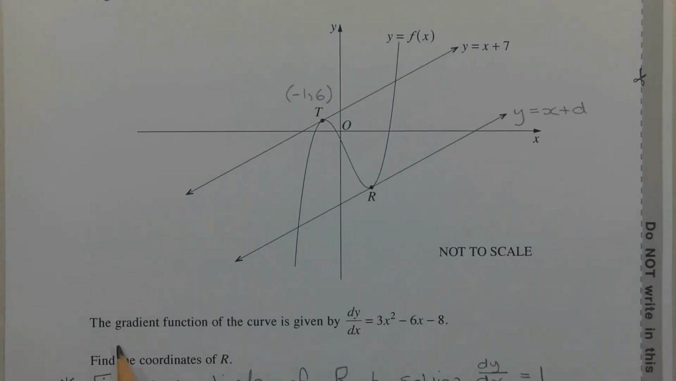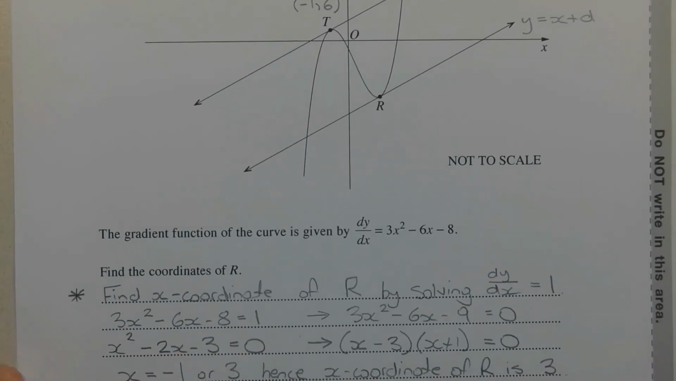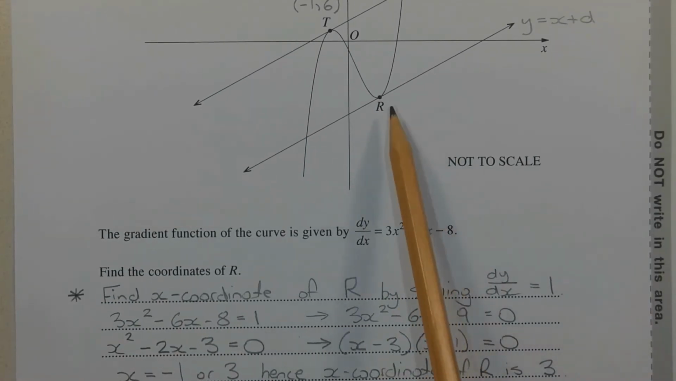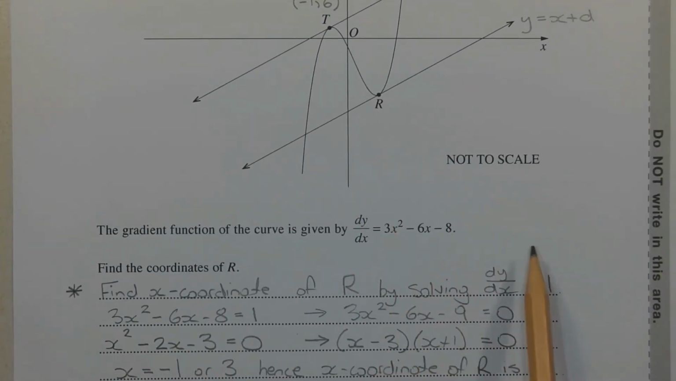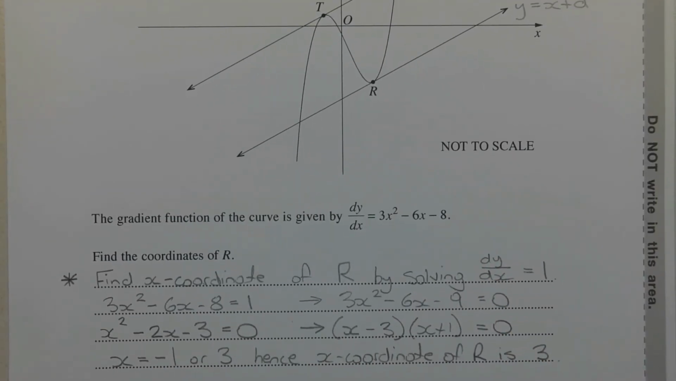Now, we're given the gradient function of the curve, so it's already been differentiated for us. And it's 3x squared minus 6x minus 8. And we know that the gradient of the tangent, either tangent, is 1. So we can proceed to find the x-coordinate of point R by solving this equation here, dy/dx equals 1. So 3x squared minus 6x minus 8 equals 1.